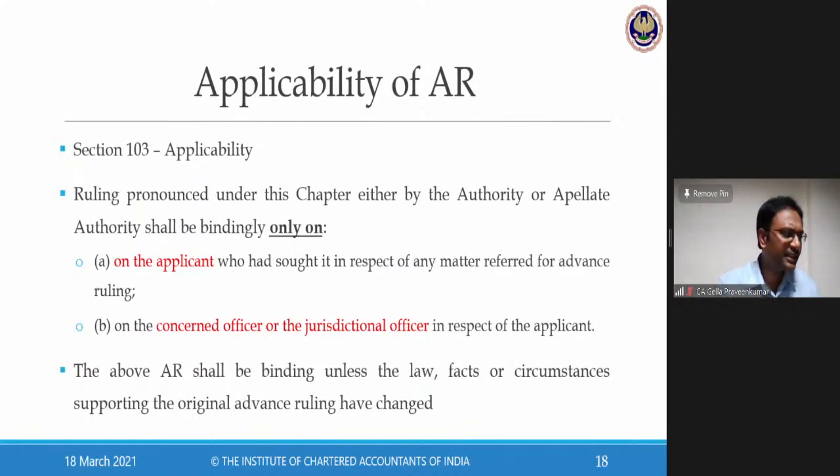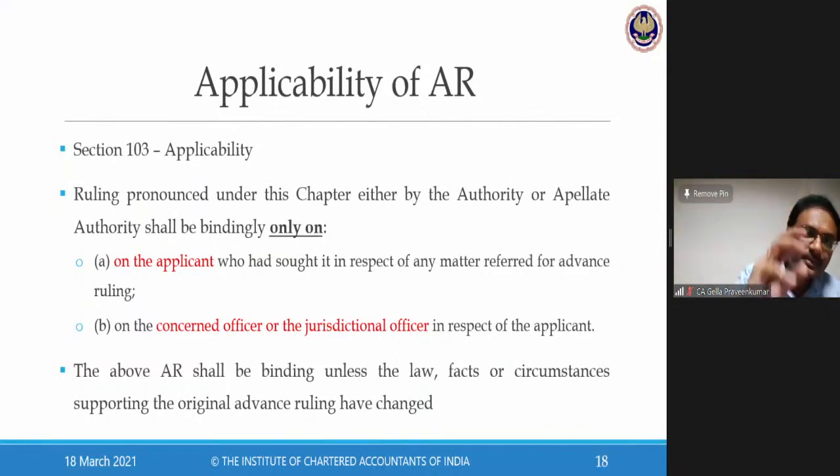Sumit is very intelligent and very clever to convince the officer. Sumit filed an application for eligibility of input tax credit. Assuming he got a favorable order. Now keep in mind, a similar business model is there for another client.